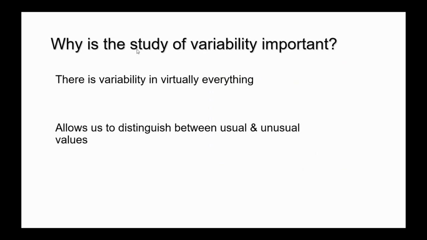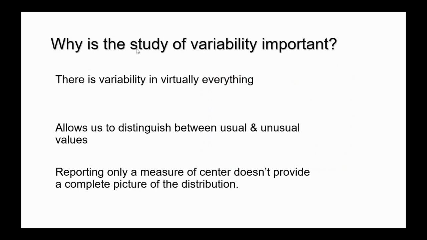The study of variability allows us to distinguish between usual and unusual values. So that 8 ounces, that really should have been thrown out at the factory because that machine's messed up on that one. And reporting only a measure of the center does not provide us with a complete picture of the distribution. Sure, those cans on average have 12 ounces, but if the machine's working right, it better be really close to 12, not trying to overfill the can, and not giving you just half a can.